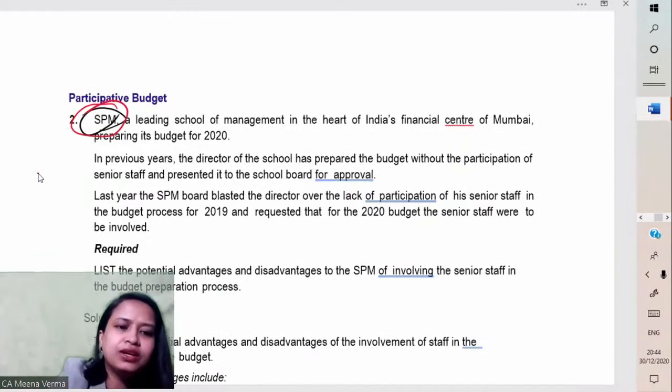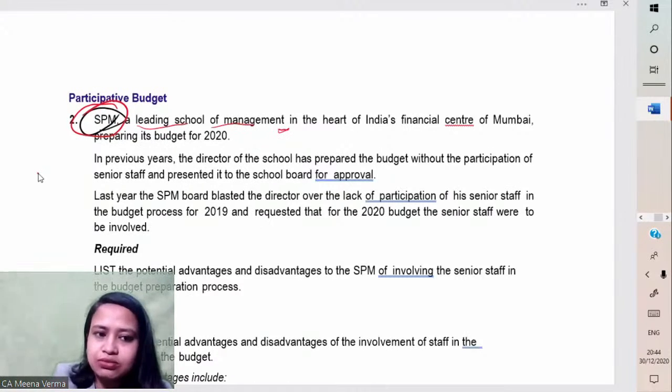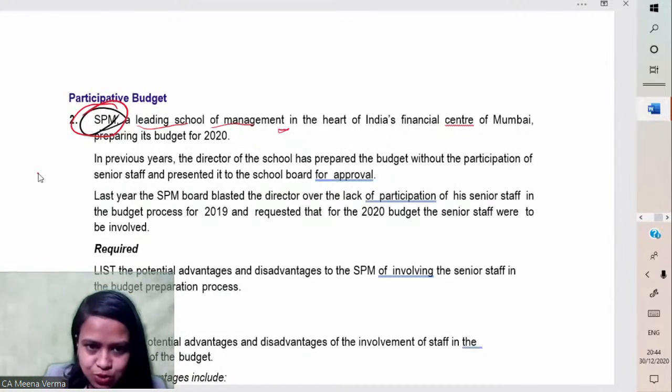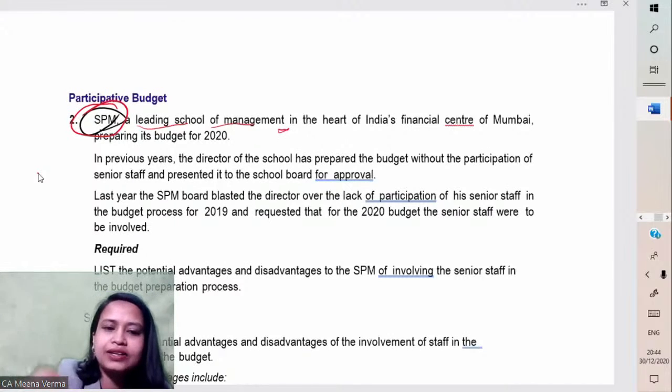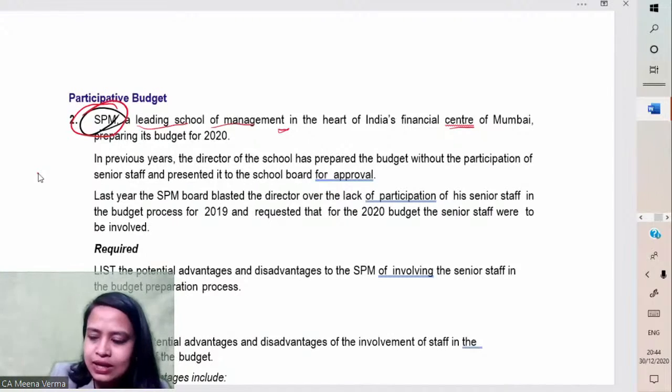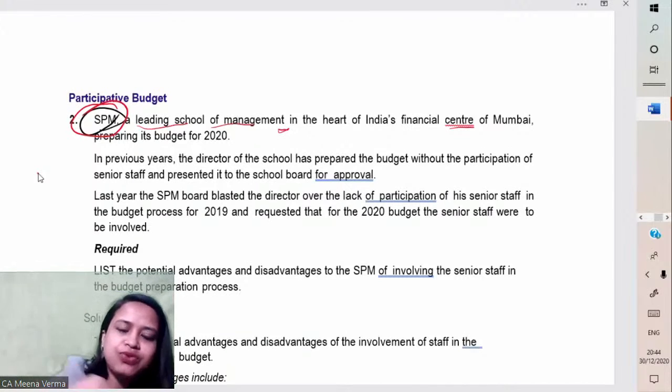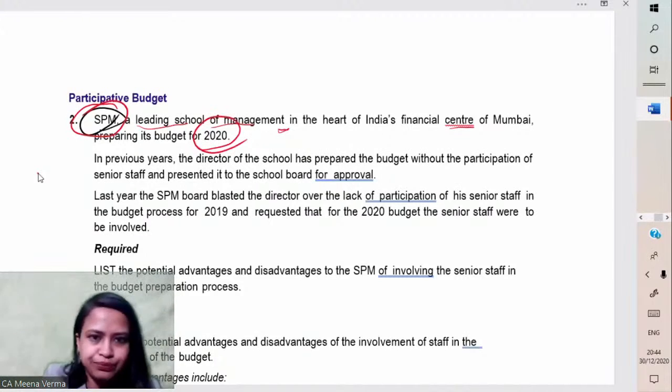SPM is a company, a leading school of management, in the heart of India's financial center of Mumbai. So this SPM school of management is in Mumbai. And they are preparing a budget for the year 2020.